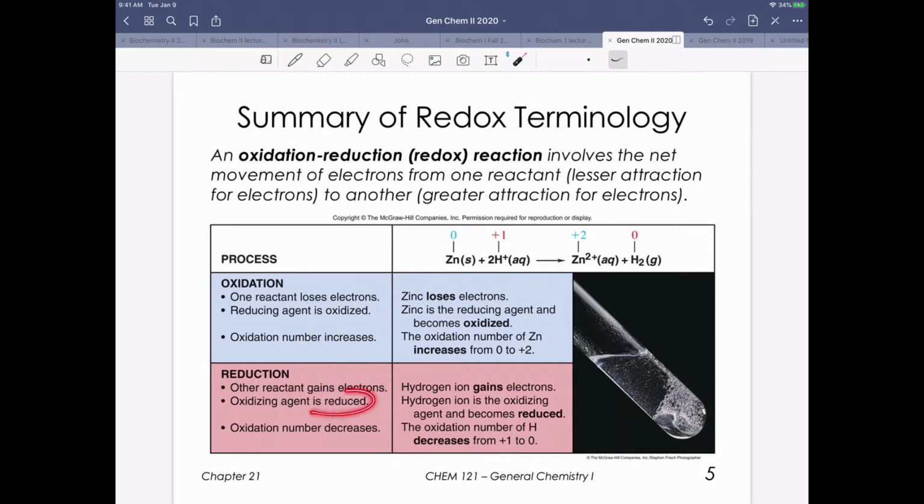If something is reduced, it's an oxidizing agent, so it forces somebody else to lose their electrons so it can gain them. And we see a decrease in oxidation number because we're gaining something negative.